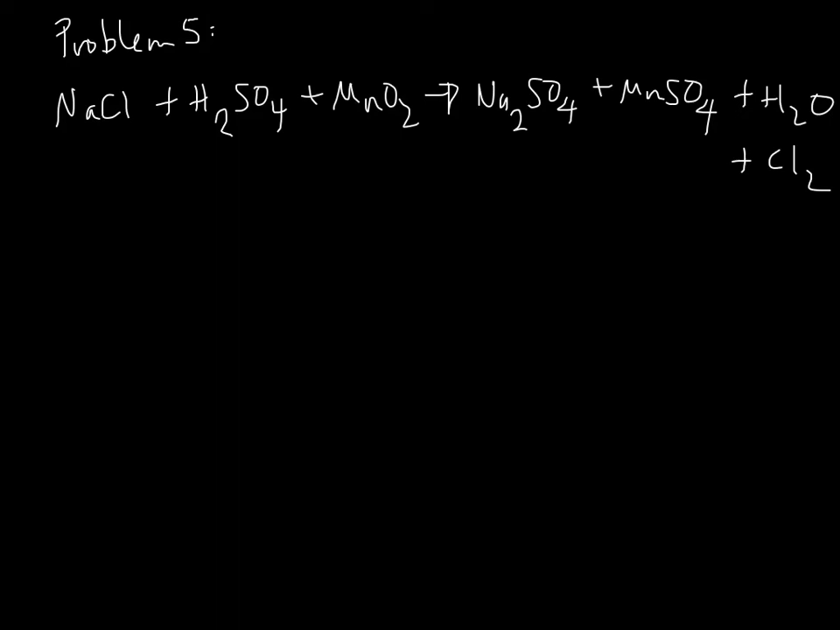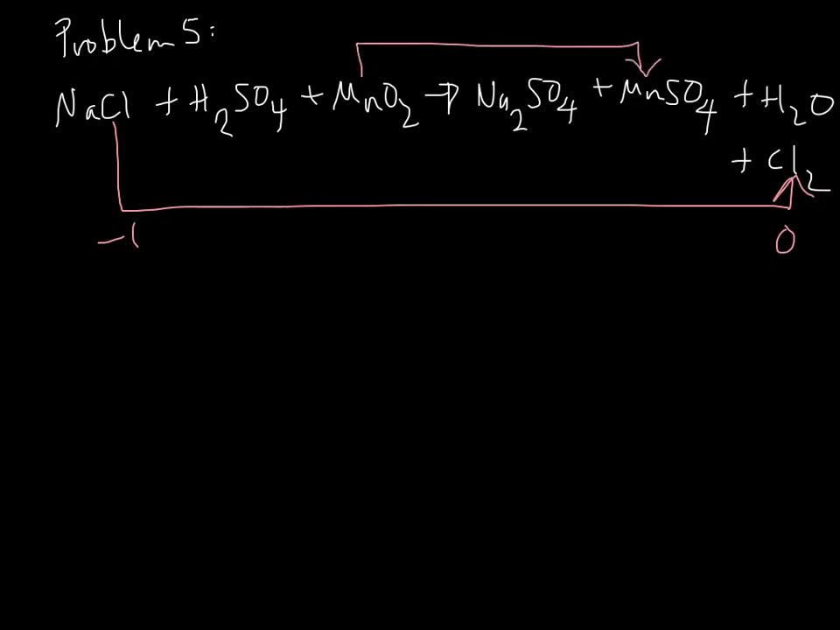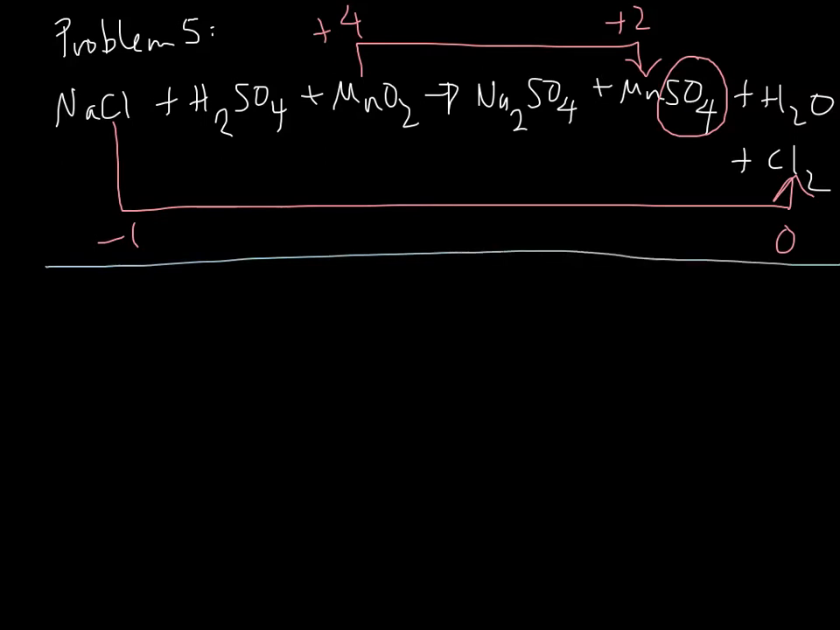Problem 5. My chloride anion is going from a -1 to a 0, and my manganese is going from a +4 to a +2. I know it's going to a +2 because I can recognize that sulfate anion, and that's a quick way to figure that out. So sulfate is -2, so I know the Mn has to be +2. All right, go ahead and pause and work out the half reactions and combine them into a redox reaction.